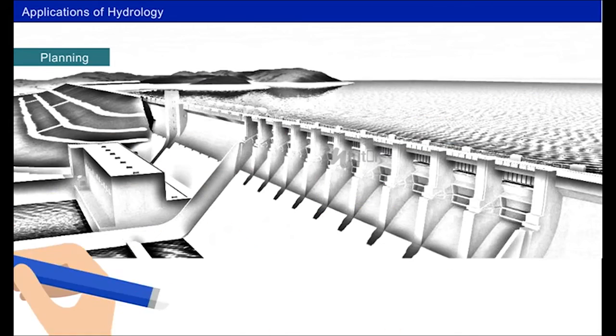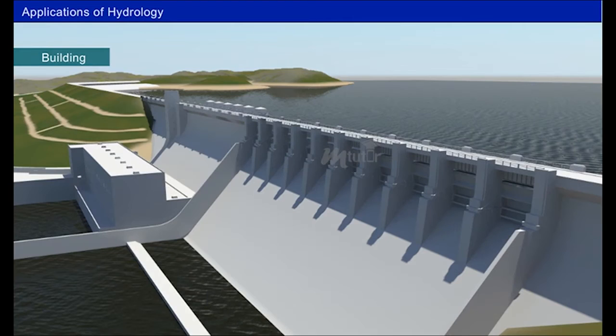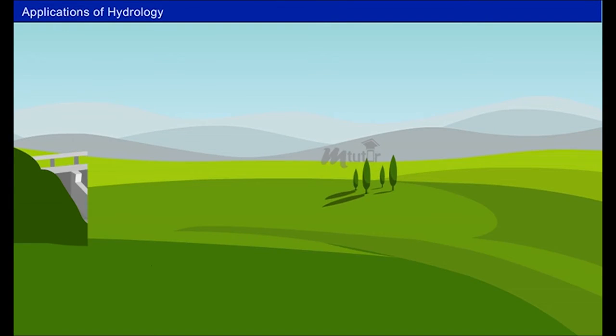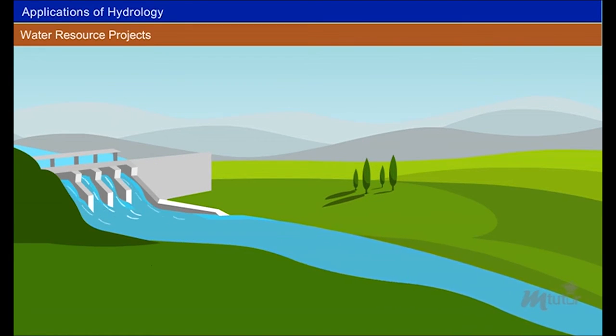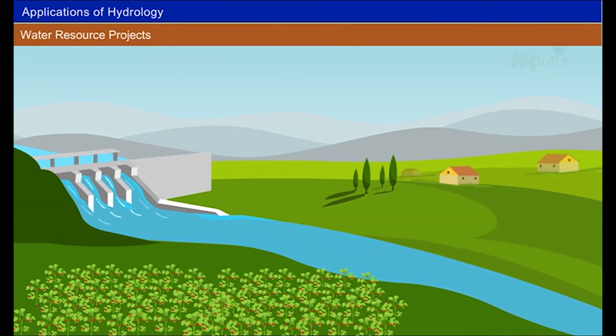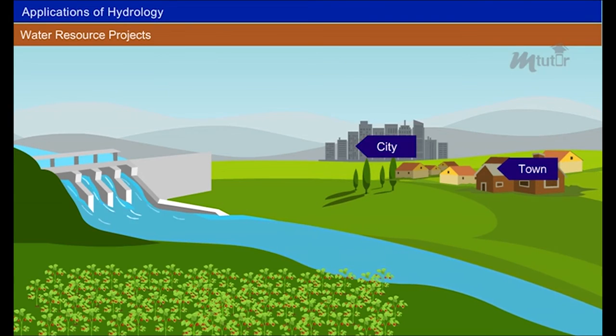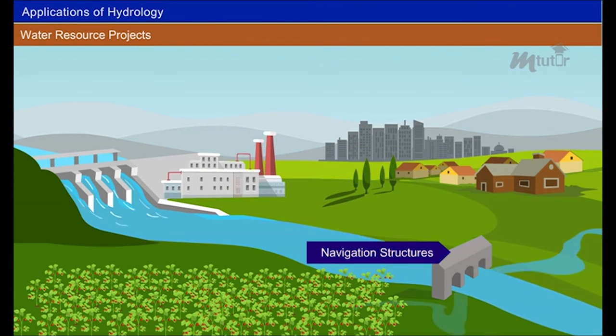Hydrology is an essential tool for planning and building hydraulic structures. It is used in design, construction, and operation of various water resource projects such as irrigation for the agricultural fields, water supply for towns and cities, hydroelectric power generation, navigation structures such as canals, chambers, etc.